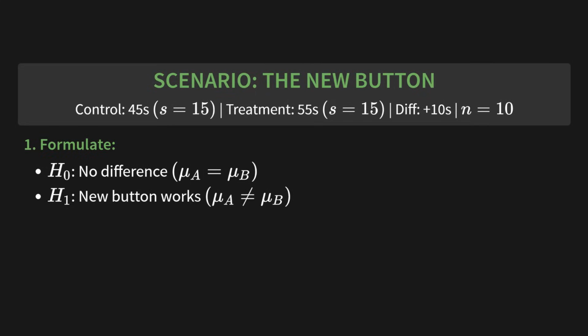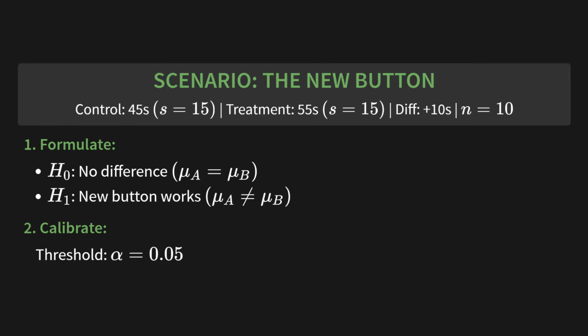Okay, let's run the 4-step playbook. Step 1, formulate. Our null hypothesis, H0, is that there's no real difference. The new button does nothing. Our alternative hypothesis, H1, is that the new button does work, that the true means are not equal. Step 2, calibrate. We'll stick with our industry standard threshold. Alpha is 0.05.